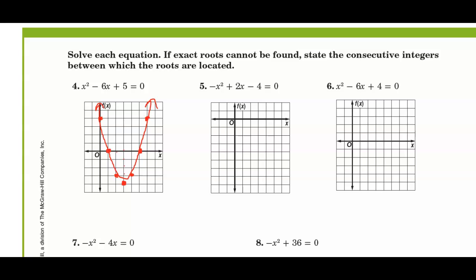Okay, number 5. So once again, find your h. So we get negative 2 over negative 2, which is positive 1. Find your k. So negative 1 plus 2 is 1. 1 minus 4 is negative 3. So my vertex is at 1, negative 3.